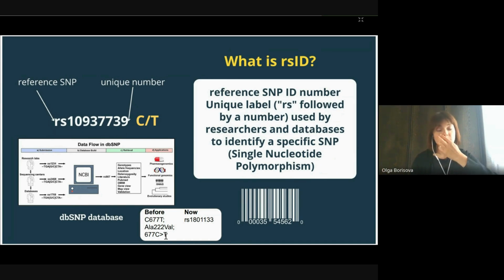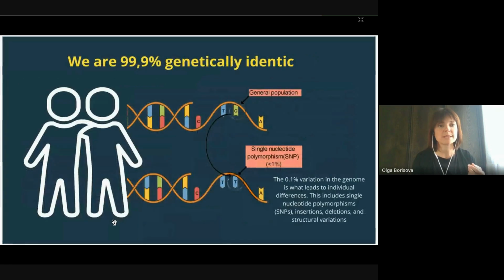When genome sequencing technologies were developed and so many SNPs became known, there was a need to give them specific numbers. That is what an RSID is. All of them you can find in the dbSNP database, and you can find the gene where this SNP is located, or the location if it's in a non-coding sequence.